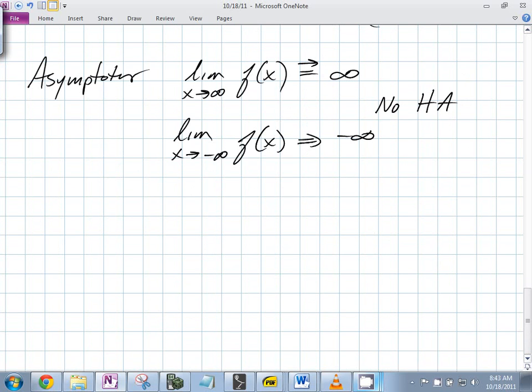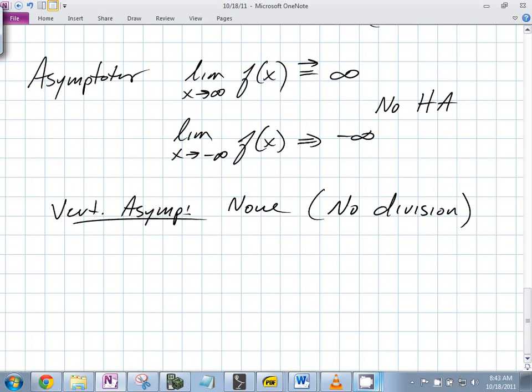Now what about vertical asymptotes? There's none. Why? Because you don't have a denominator. There's no division of polynomials here. So there's no vertical asymptotes. Okay, that's great. What's next?